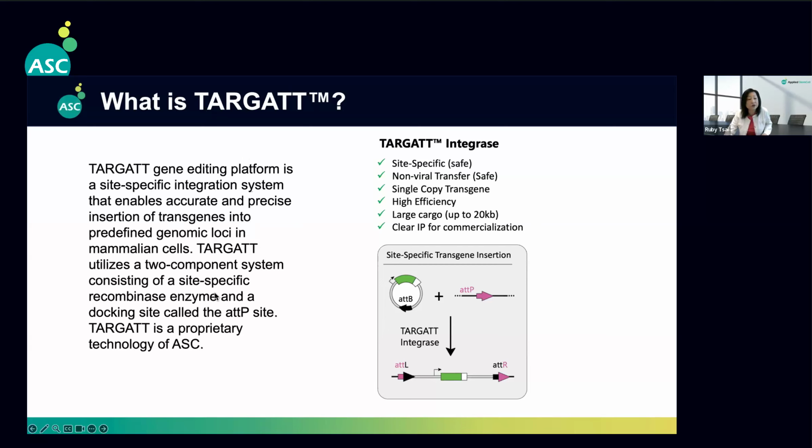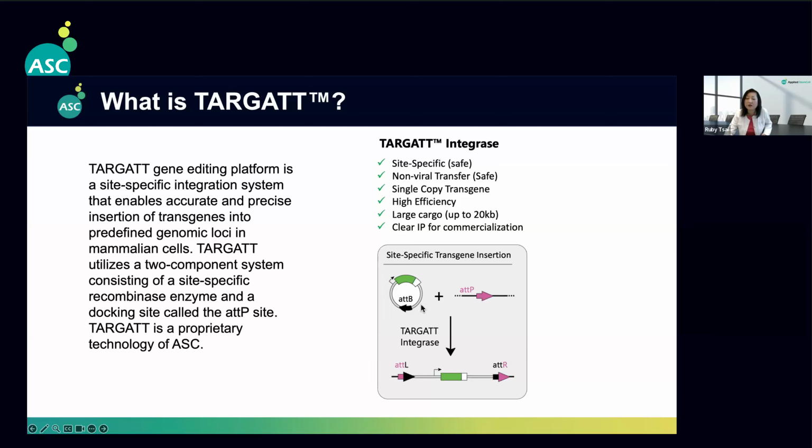And so TARGATT uses two components. One is the enzyme, which I already mentioned is a serine recombinase or integrase. And the other is the docking site, which is recognized by the integrase. And this is our proprietary technology. As Lexley mentioned, I was a co-inventor of the technology when I was at Stanford University, and Applied StemCell has an exclusive license from Stanford University.